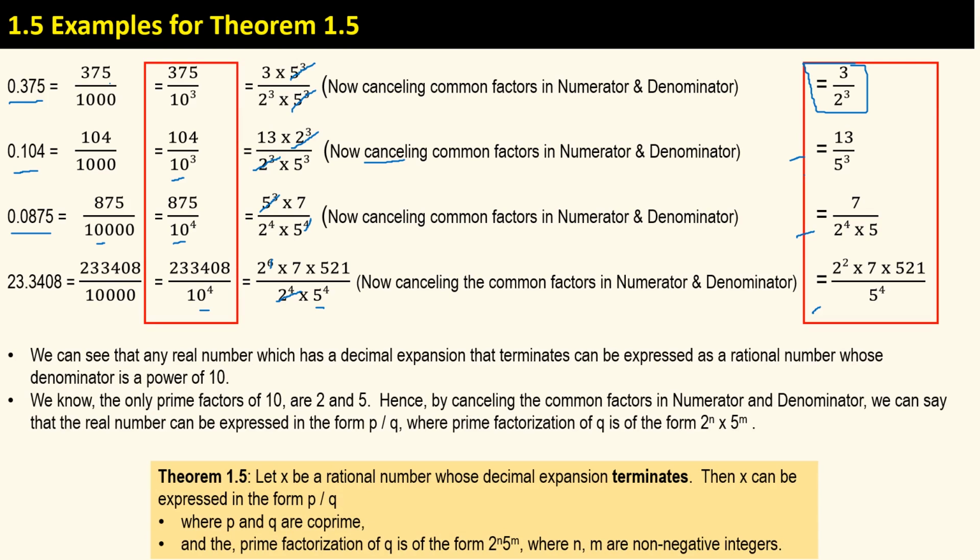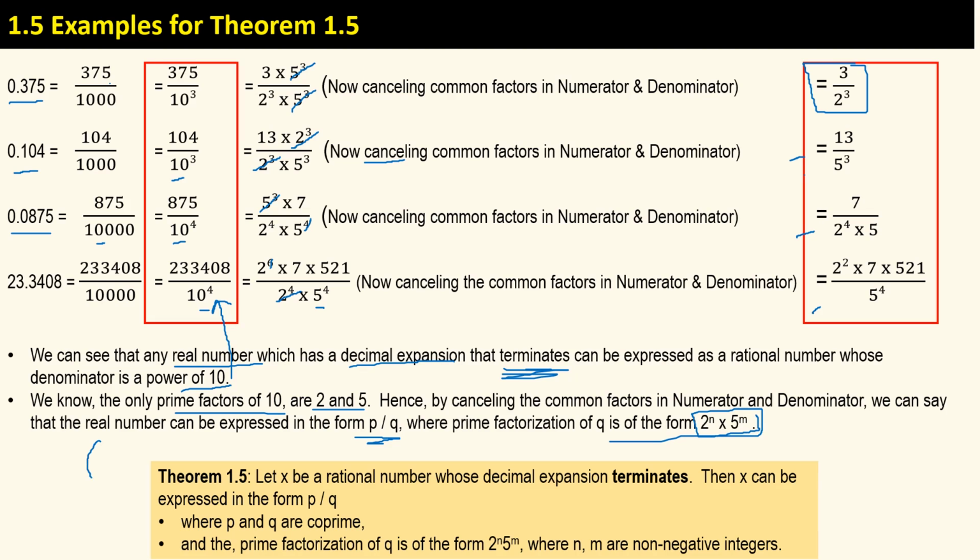Now if you see carefully in this box and this box, we can say that for any real number which has a decimal expansion that terminates, that number can be expressed as a rational number whose denominator is a power of 10. So we have converted all of them into a denominator with a power of 10. We know that the only prime factors of 10 are 2 and 5. Hence, by cancelling the common factors in the numerator and denominator, we can say that the real number can be expressed in the form p divided by q, where the prime factorization of q is of the form 2 raised to power n multiplied by 5 raised to power m.